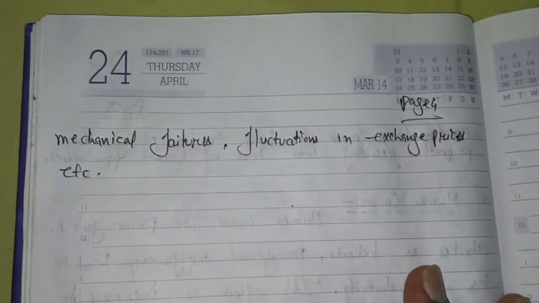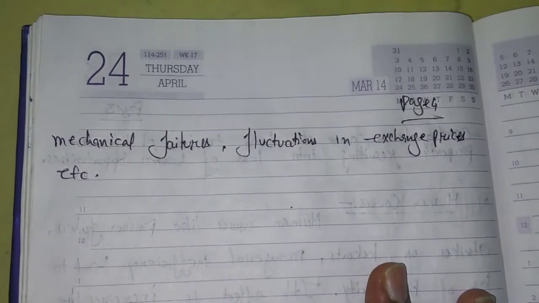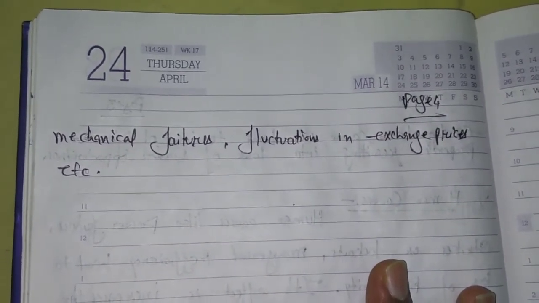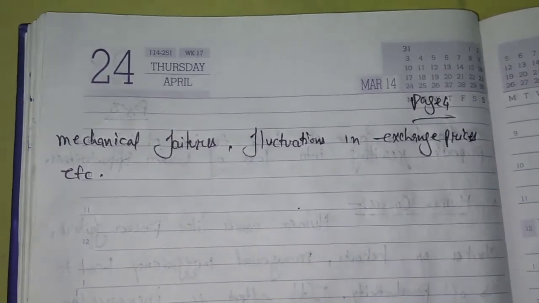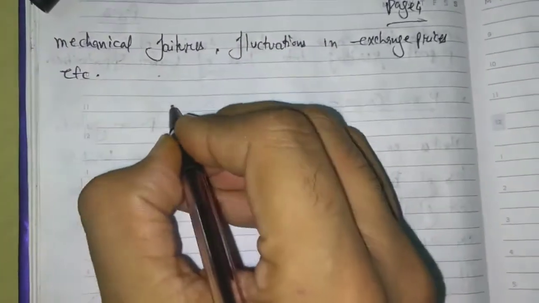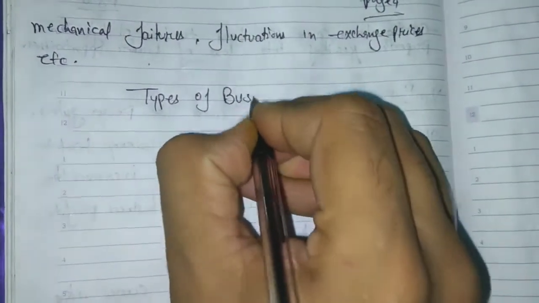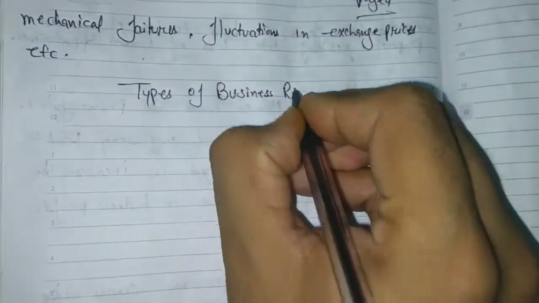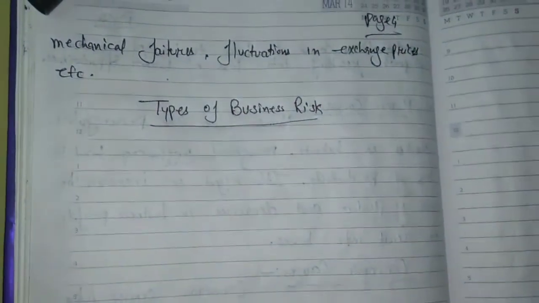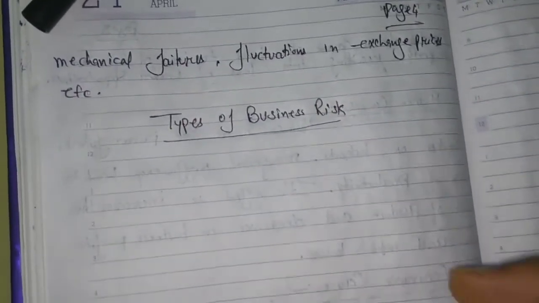So students, it's clear now how many types of the risk I have explained here. Causes of risk: natural causes, human causes, economic causes, and external causes. If you have any doubt, then you can ask the query on my personal WhatsApp number. Don't hesitate. So students, this is your last topic of chapter number first, that is types of business risk. It means how can you classify the types of business risk. Here business risk has been classified into four types.